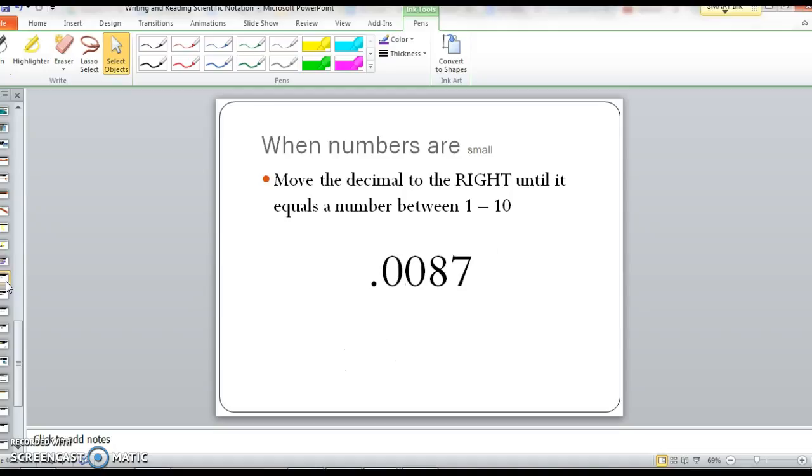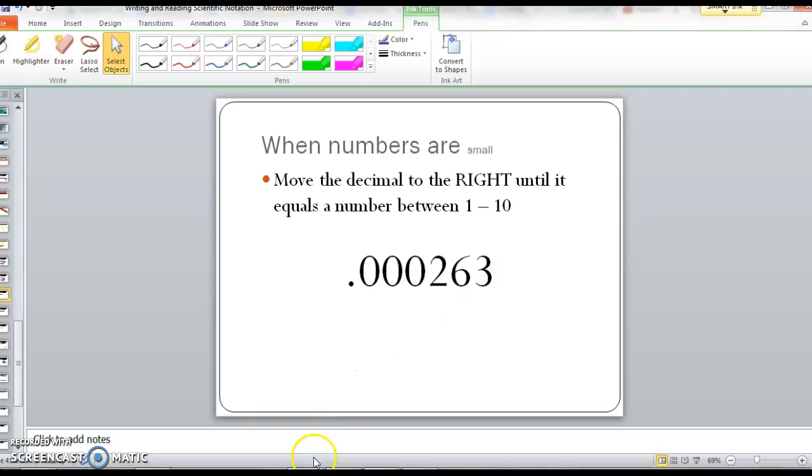So here's another example of a very small number. What I'm going to do is place the decimal point after the first digit that isn't 0. So 8.7. You can also box the number as well. Times 10. I'm going to count the number of spaces: 1, 2, 3, to the negative 3rd power.